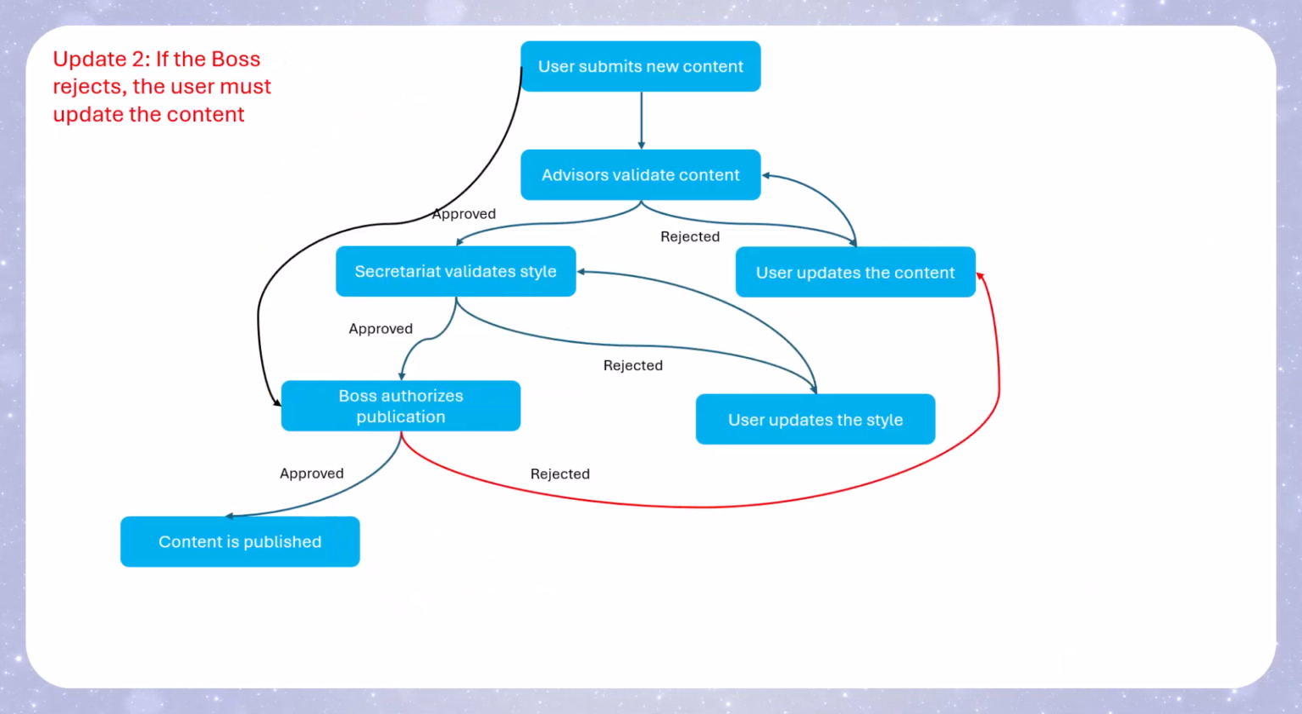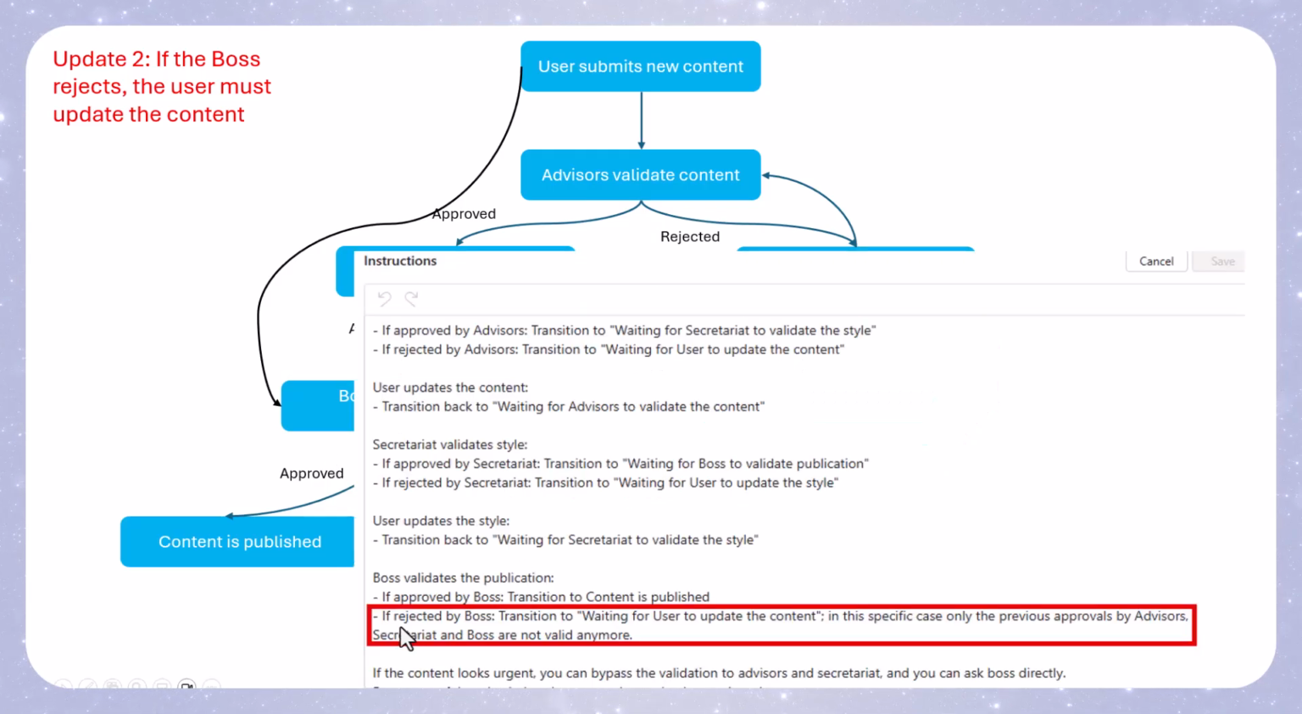Let's analyze the second update. If the boss rejects, the user must update the content. So if the boss rejects, we should be able to get back here and go to advisor, etc. What I changed was this. I just put this line. It worked.